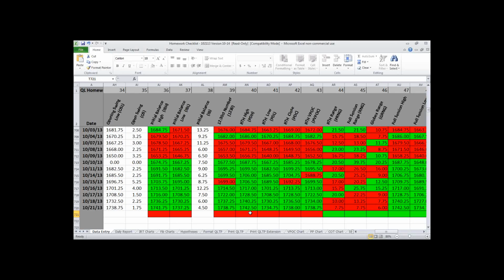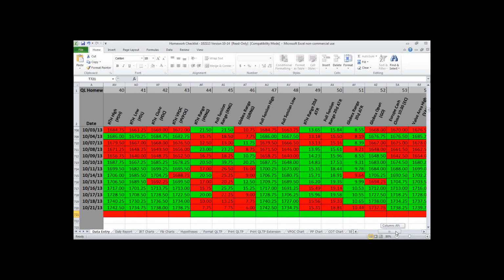Our RTH high was higher at 1742.50, which at the time was an all-time high. Our RTH low was 1734.75. We had a close of 1738, and our VPOC shifted to 1738.75. Our range for the day, we had a 7 3/4 point range in the RTH, which was basically our full session day.